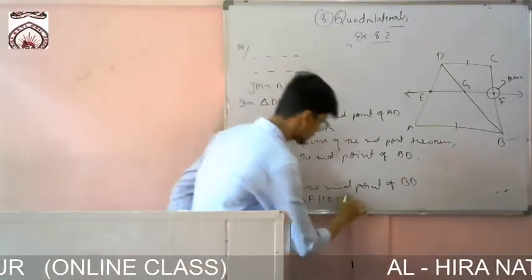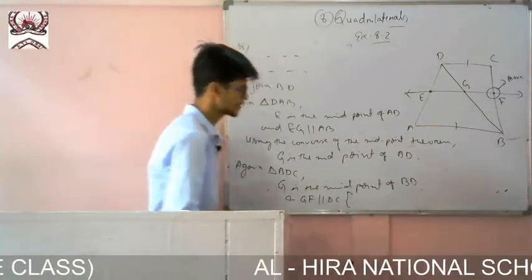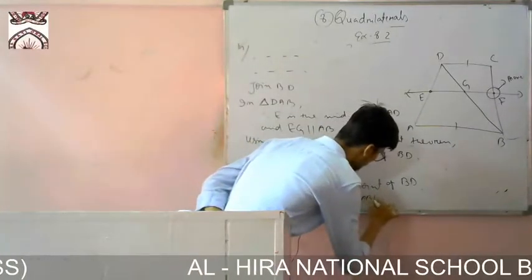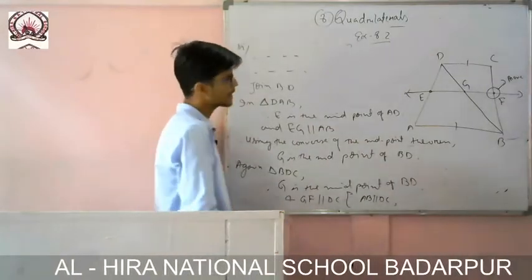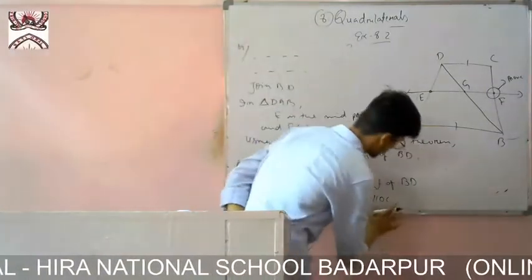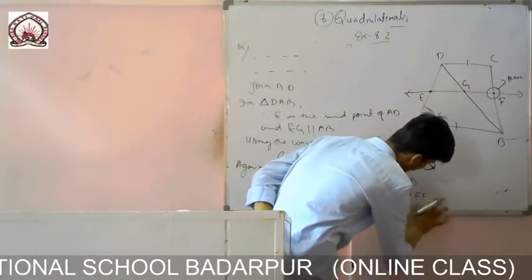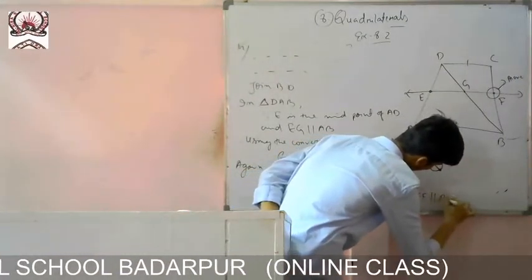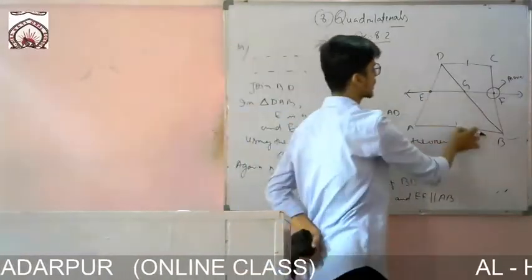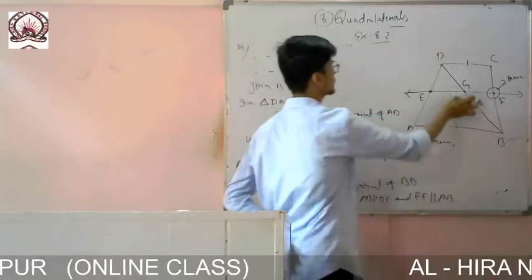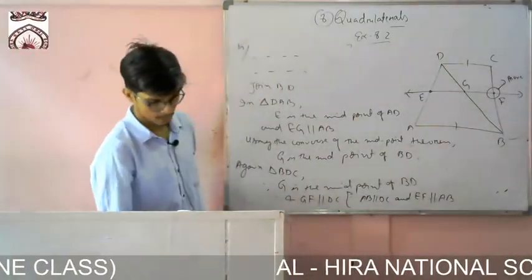You can write your reason directly, since it is not there in the question. Write like this: since AB is parallel to DC and EF is parallel to AB, these two lines are parallel and these two lines are parallel, that means this line and this line are also parallel.